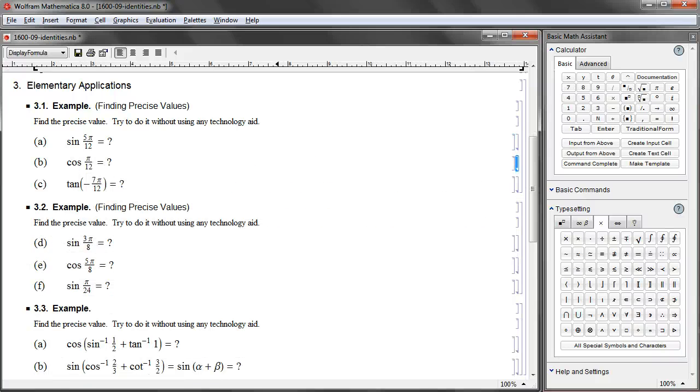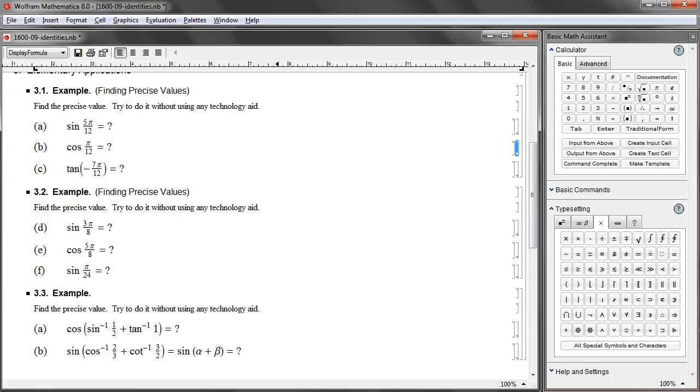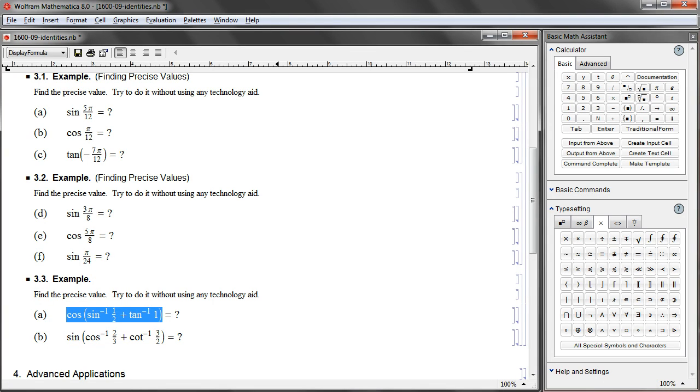We went through sine, cosine, and tangent. Okay, those elementary examples are done. Let's move on to a little bit harder example like this. Let's find the precise value of something like this. Now, this is an exceptionally easy type of problem. Why? Because we know precisely what arcsine of 1/2 is and what arctangent of 1 is. What is arcsine of 1/2? It is pi over 6. What is arctangent of 1? It is pi over 4.